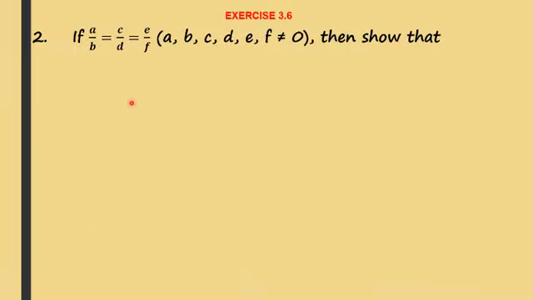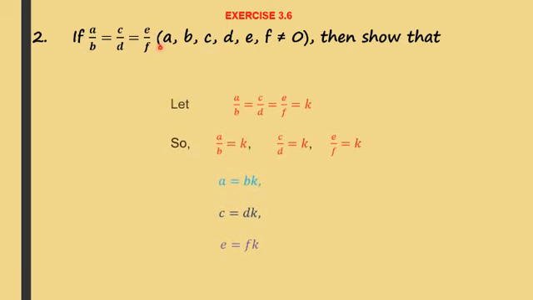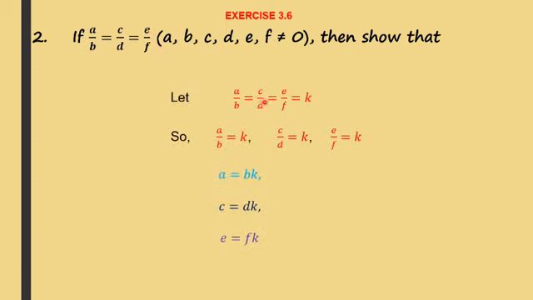Now question number 2. If a over b is equal to c over d is equal to e over f, we have another expression, quotient e over f. Then a over b is equal to c over d is equal to e over f is equal to k, which means that a over b is equal to k, c over d is equal to k, and e over f is equal to k, which means that a is equal to bk, c is equal to dk.